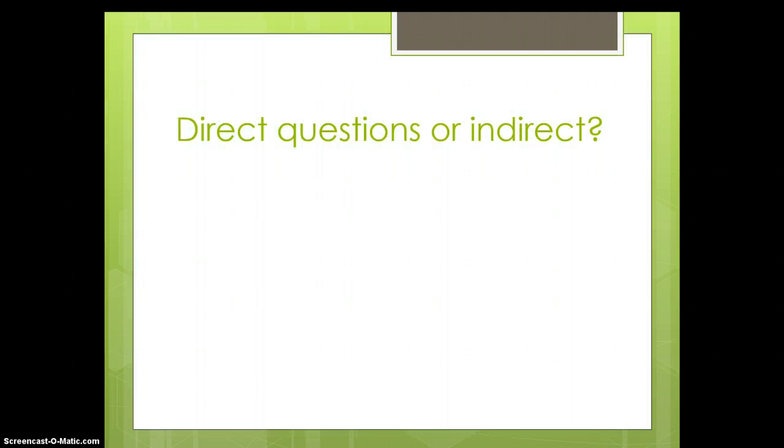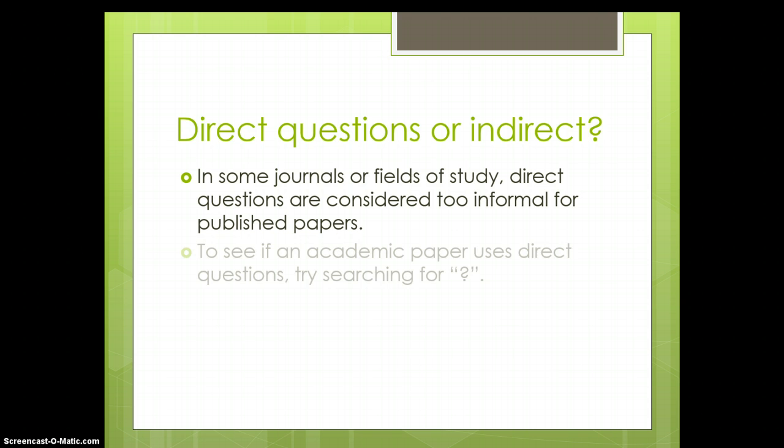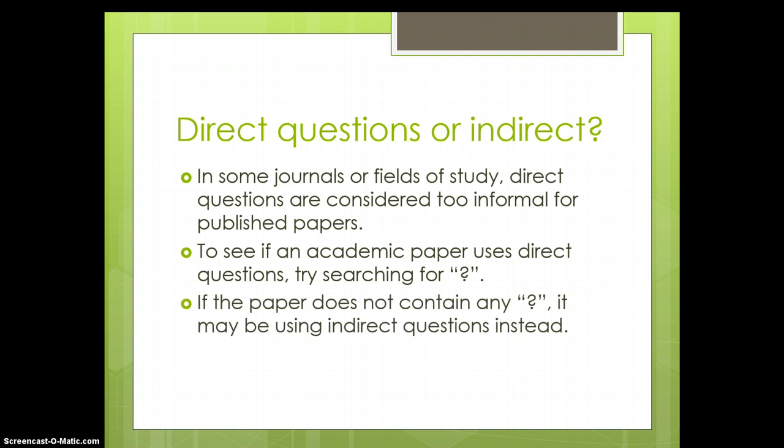So, which do you use, direct or indirect? Well, in some journals or fields of study, direct questions are considered too informal for published papers. And so as a result, they may prefer indirect questions. How do you know if they prefer indirect or direct questions? Well, look in a paper published in a journal you are interested in and try searching for a question mark. Direct questions are introduced with or end with a question mark. So if there are no question marks in the whole paper, it may be that it's using indirect questions.